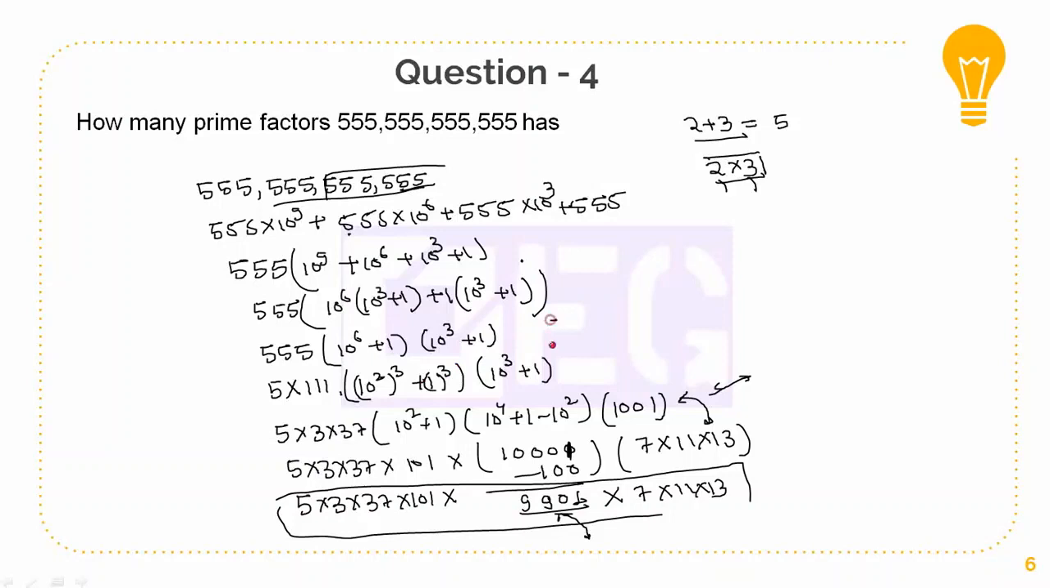I hope this concept is clear. Our motto is to convert a particular number into product form. That will give you its prime factors or number of factors. This is the main point here. Always try to convert a particular number into product form. That should be your motto while solving prime factor or factor type questions. I hope this concept is clear. Let's move to the next question.